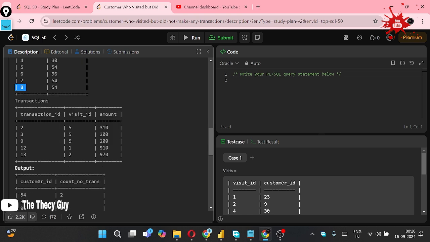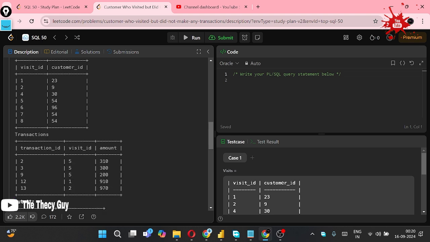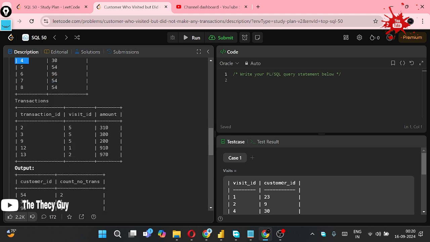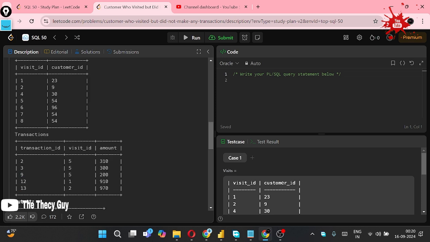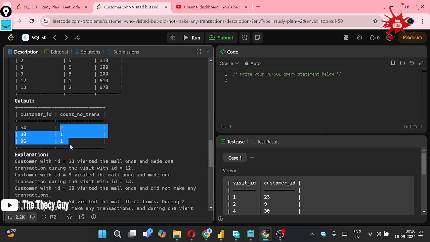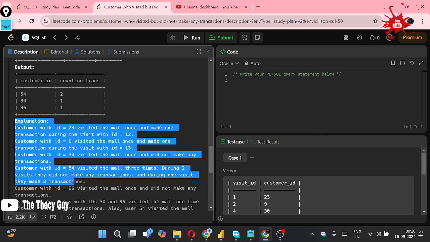So in the output, we can see 54 appears two times, because we have visits 7 and 8 here but nothing else in transactions. Second one is 30. 30's visit id is 4, but we can't see 4 in transactions, so that is why 30 is coming. Same goes with 96. I don't think we have visit id 6 here either. So 23 and 9 appear one time, and 30, 96 and 54 appear two times. We need to print the count. And same goes with the explanation.